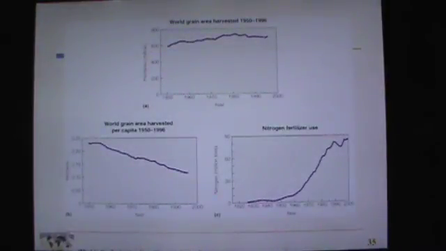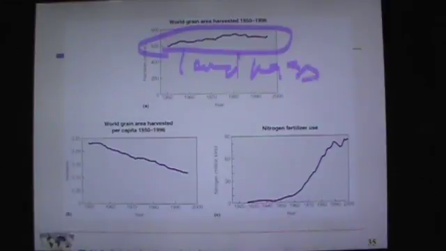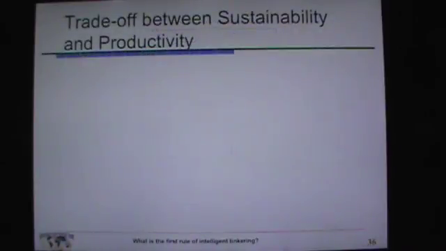So this is an image of world grain harvested from 1950 to 1996, and the amount of land dedicated to it has been almost the same. But when you look at the amount harvested per capita, per person, that has declined, while the amount of nitrogen use has increased dramatically over that same period of time. So there's a trade-off between sustainability and productivity.